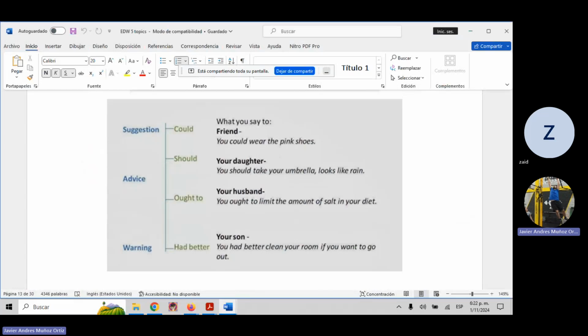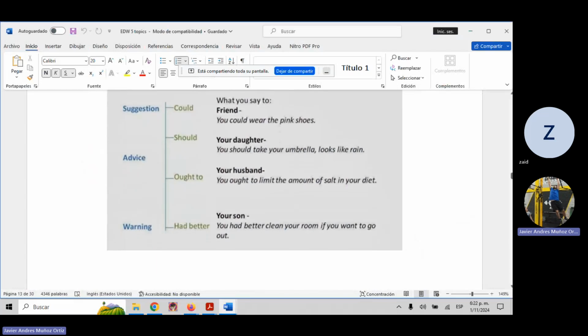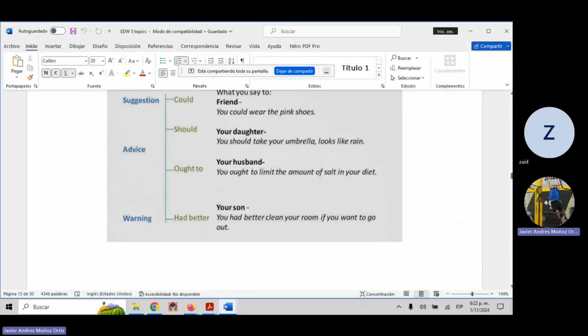With your daughter, for example, you could say, you should take your umbrella. It looks like raining. So this is a little more important, right? Ought to is for advice to your husband or wife. You ought to limit the amount of salt in your diet, because if you don't do it, maybe something not so good is going to happen to you. And had better, for example, with your son: you had better clean your room if you want to go out, right? If you do this, you'll get this reward. If you don't do this, you will get a punishment, let's suppose.